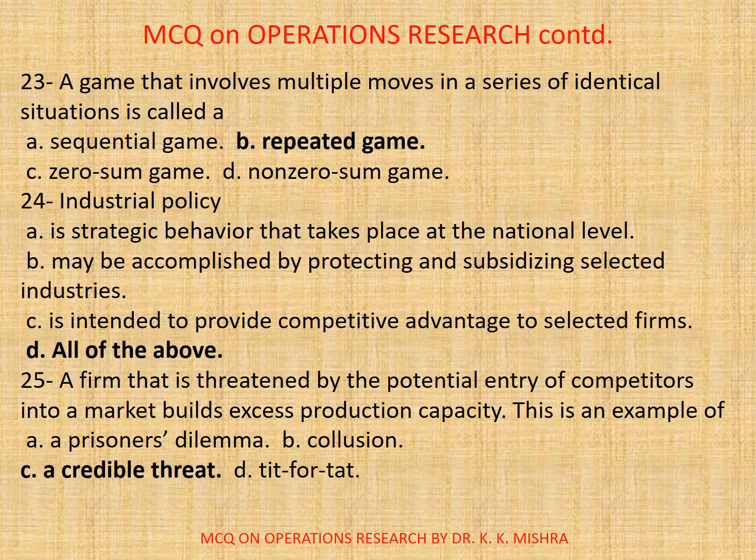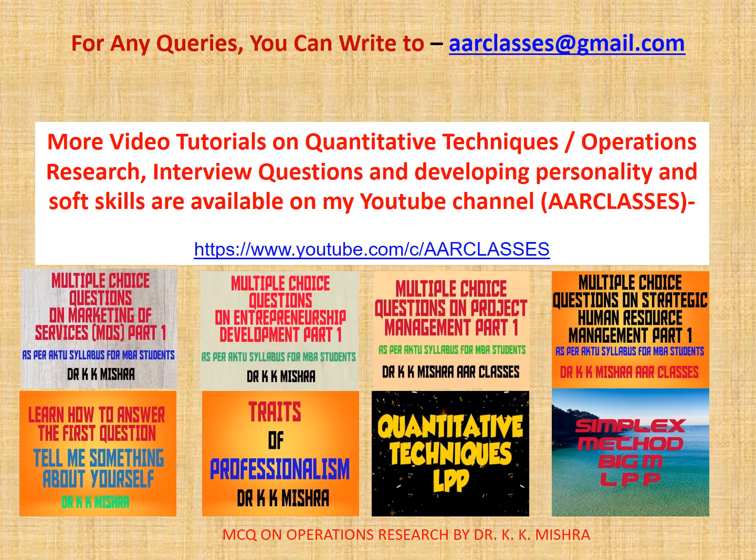25. A firm that is threatened by potential entry of competitors into a market builds excess production capacity. This is an example of: A. A prisoner's dilemma. B. Collusion. C. A credible threat. D. Tit-for-tat. Correct option is C. A credible threat. So this was all about this particular video tutorial.